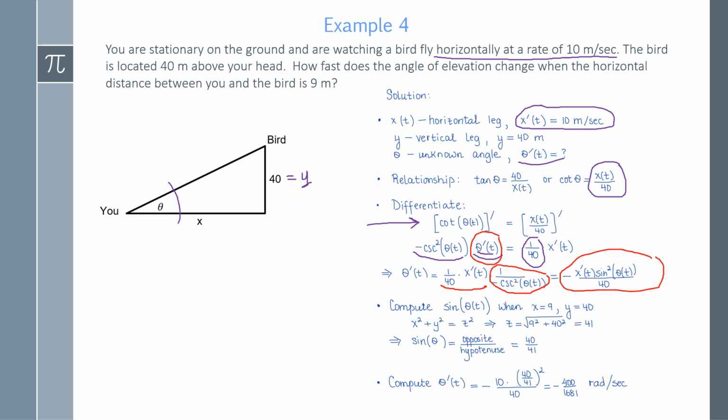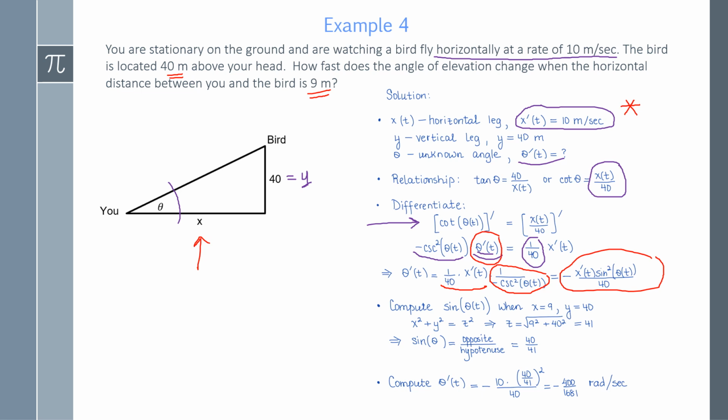Okay, so let's inspect that expression. What do we know? We do know x prime of t, that was given to us in the problem. 40 is just a number, that's fine. So we just need to find sine of theta of t. Now let's see what else we're given in the problem. We are given that y is equal to 40, and we would like to find that rate of change of the angle when the bird is 9 meters horizontally away from you. So that would be x is equal to 9.